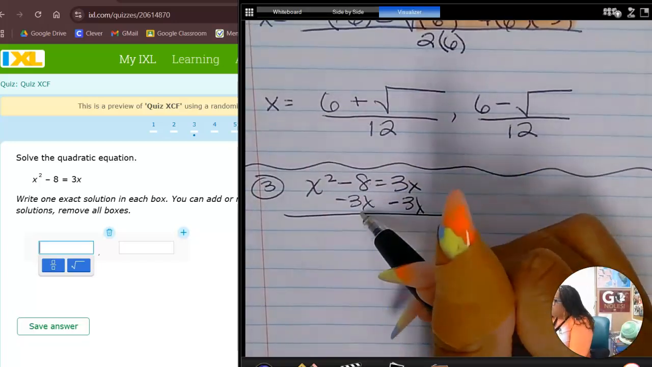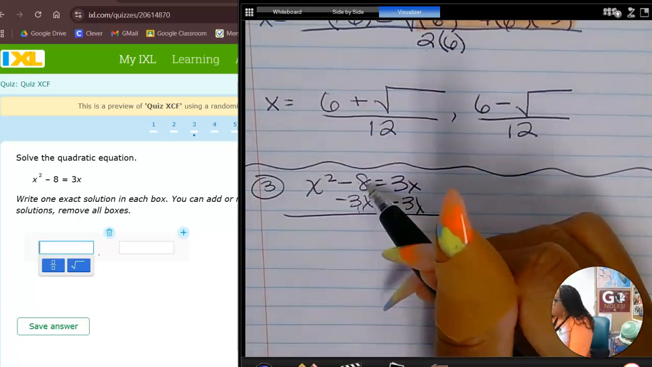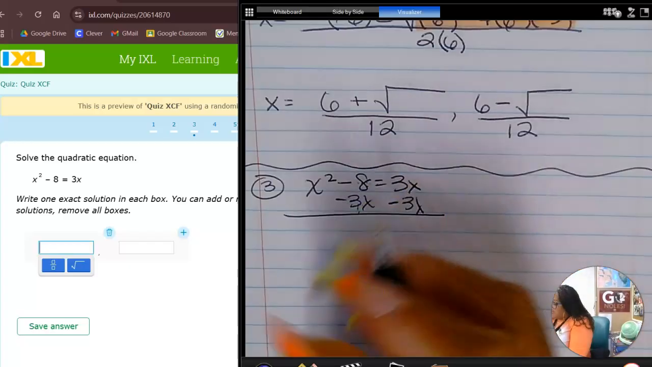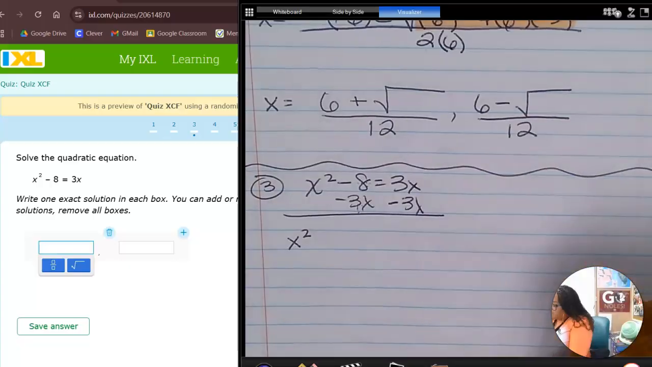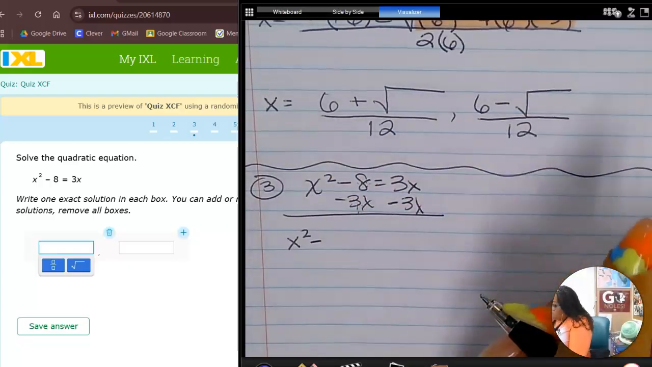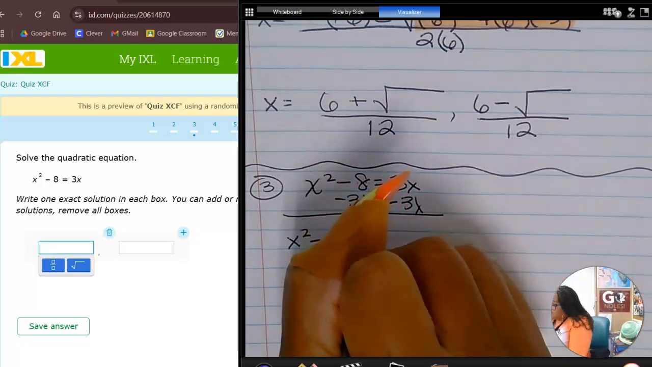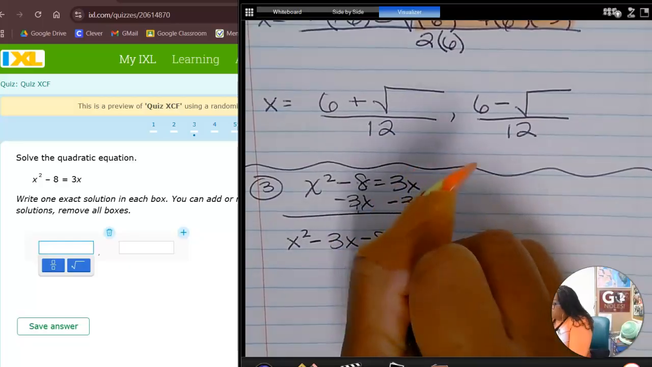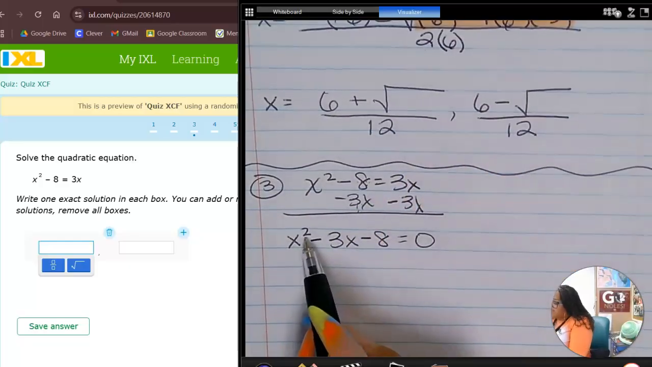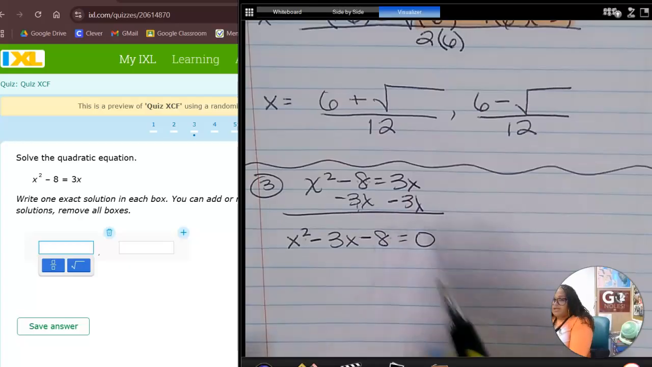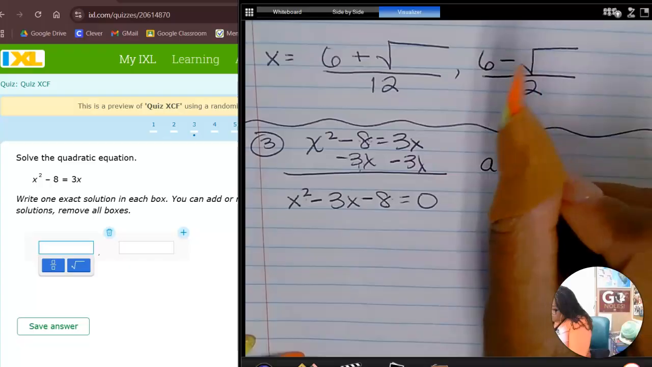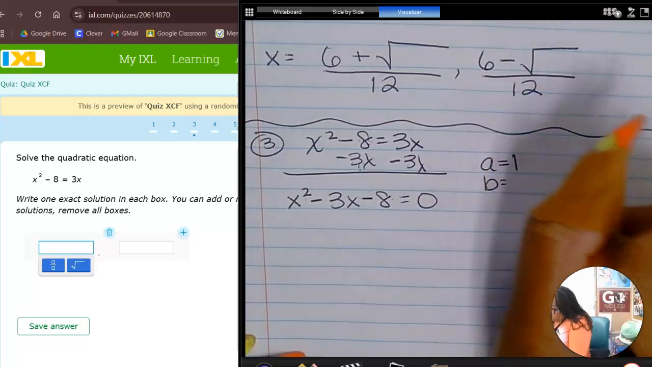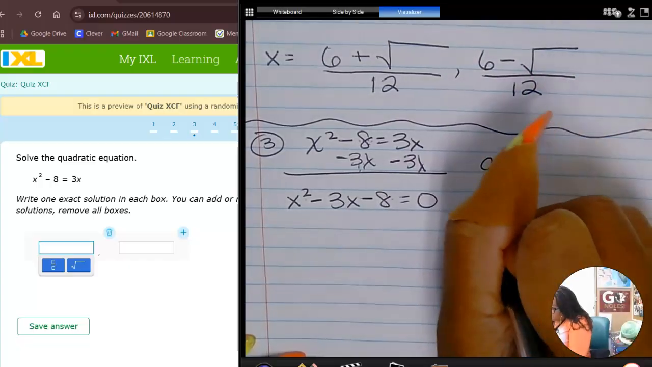Now, will this be 5x? No, because the 8 doesn't have an x, okay? So it needs to be 3 terms. X squared minus 3x minus 8. Remember, we've got to lead by degree. So this is the highest degree, middle degree, lowest degree. Now, who's my A? Who's my B? Who's my C?